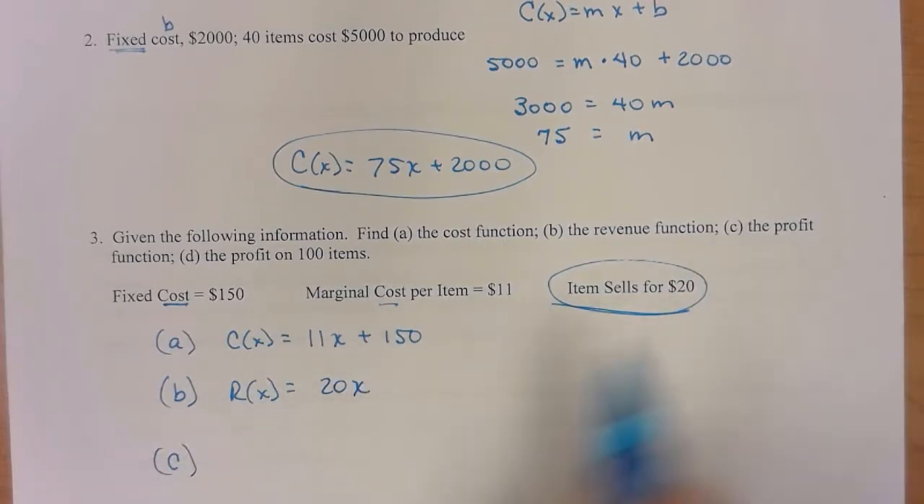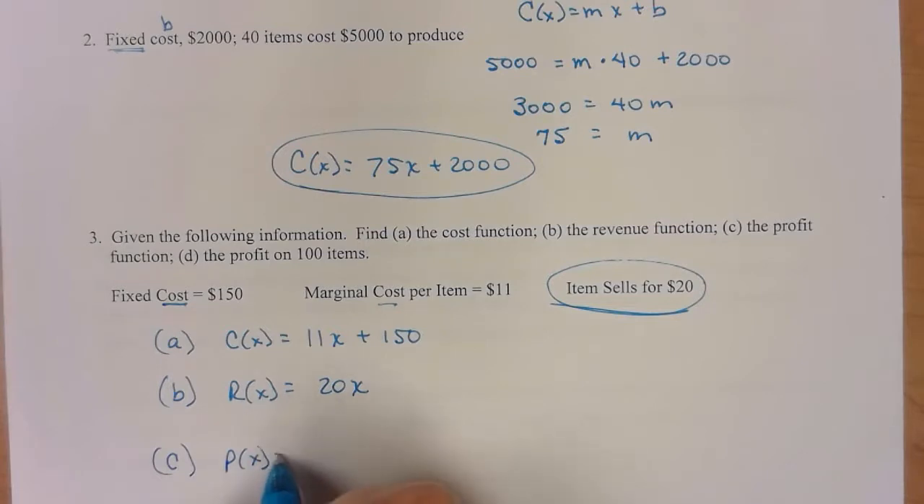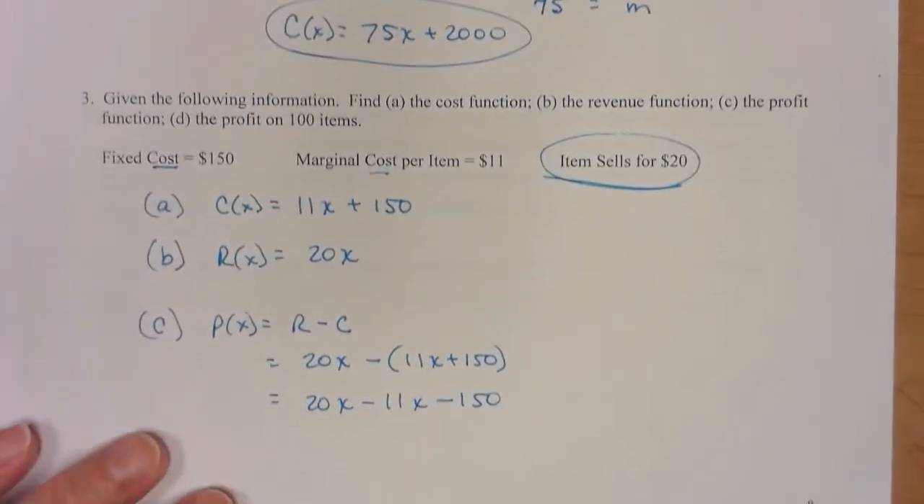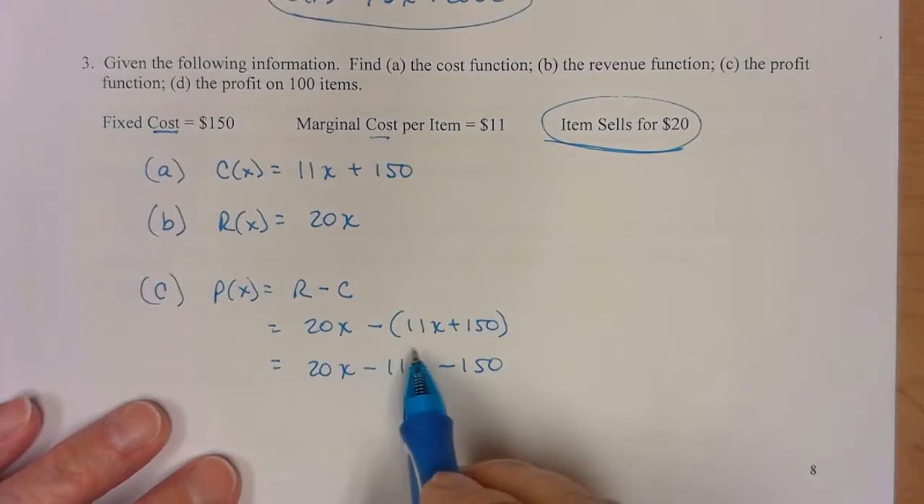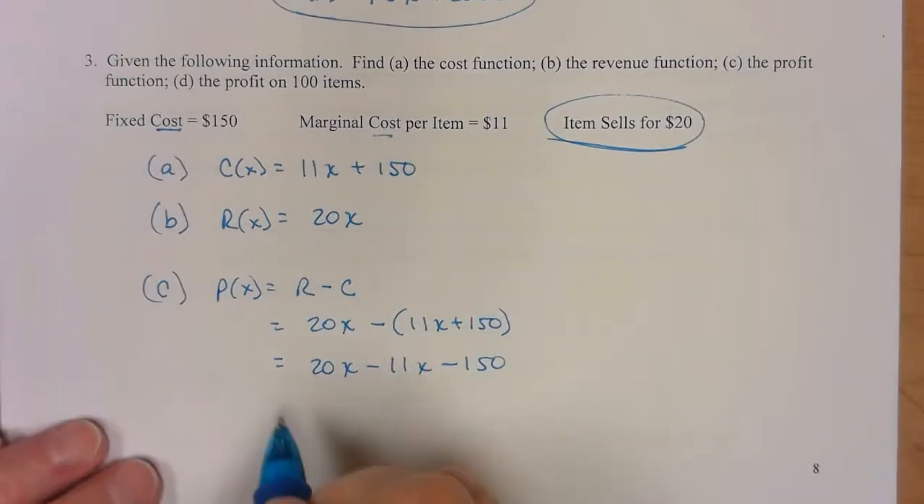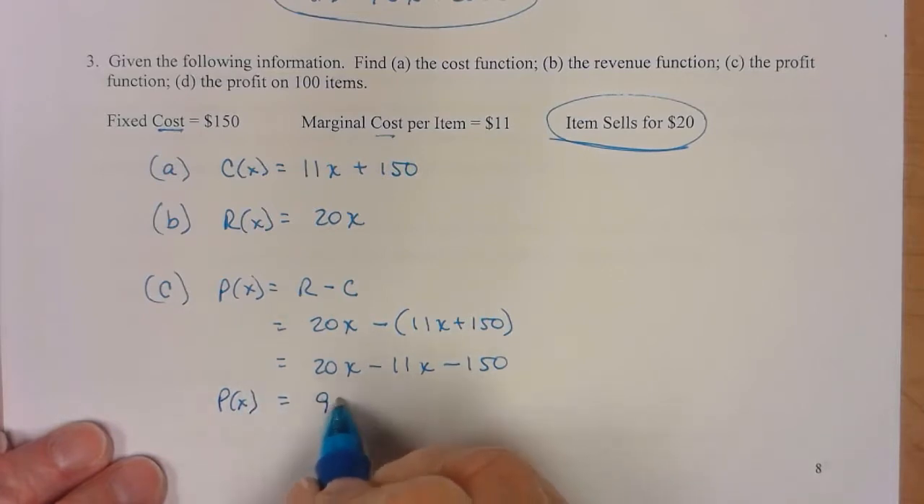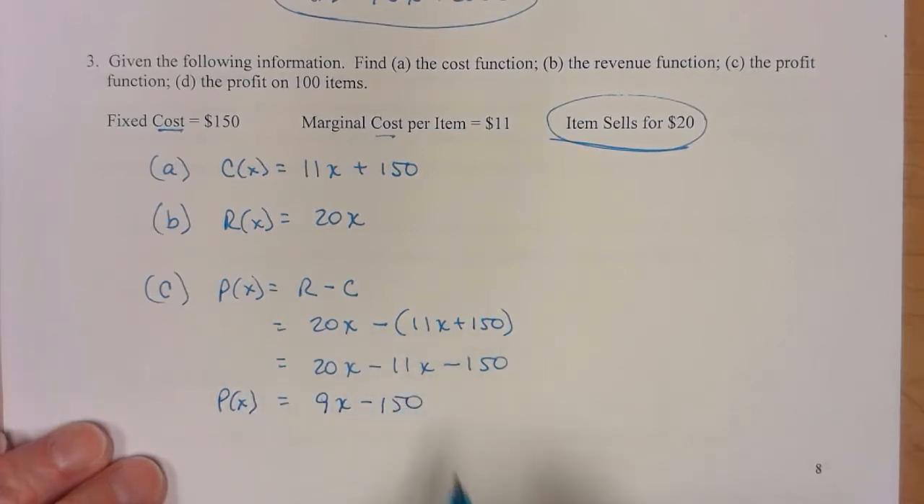C part, we've got to find the profit. So that's always revenue minus cost. So my revenue is 20x minus my cost. And this is why you've got to be careful and put your cost function in parentheses. So simplifying this, my profit function would be 9x minus 150.